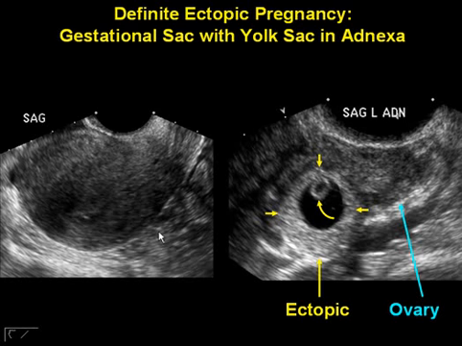Here's another definite ectopic pregnancy. Nothing in the uterus, in the adnexa. You can see the ovary here, but more importantly, beside the ovary, there's a fluid collection that we know to be a gestational sac. It has a bright ring around it, but more importantly, it has a little circle of a yolk sac. This is an ectopic pregnancy with 100% certainty.